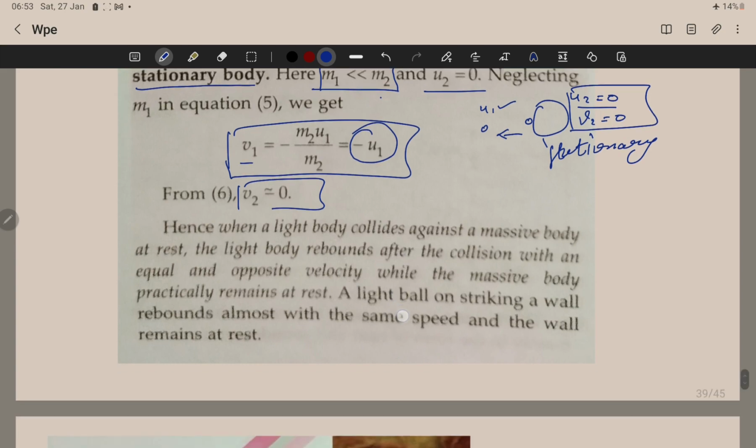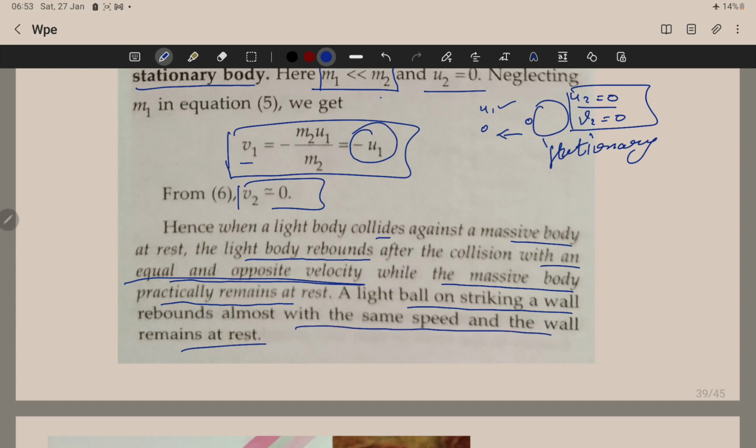Hence when a light body collides against a massive body at rest, the light body rebounds with equal and opposite velocity, while the massive body practically remains at rest. A light ball striking a wall rebounds with almost the same speed and the wall remains at rest.